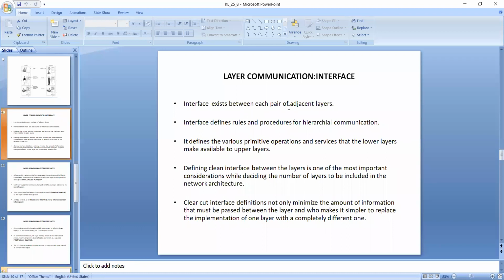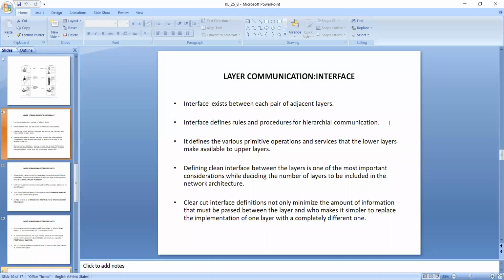Next. Interface exists between each pair of adjacent layers. Interface defines rules and procedures for hierarchical communication. So what are the rules and procedures that are to be followed in hierarchical communication? The data must always transfer from higher layer to lower layer. Look at the figure once again. In host 1, the data is transferred from layer 5 to layer 4, from layer 4 to layer 3, from layer 3 to layer 2, from layer 2 to layer 1, and after that it travels through the physical medium. So it is a rule.